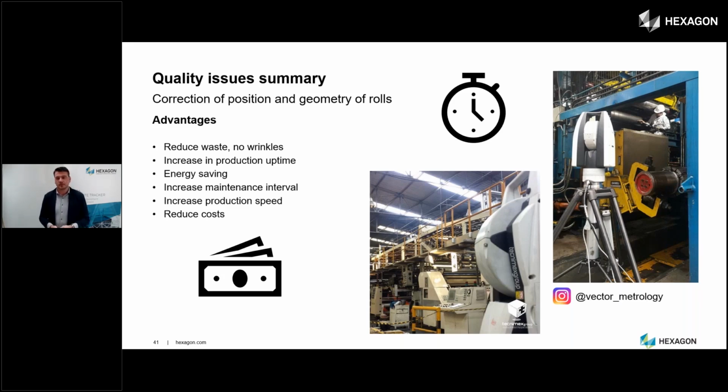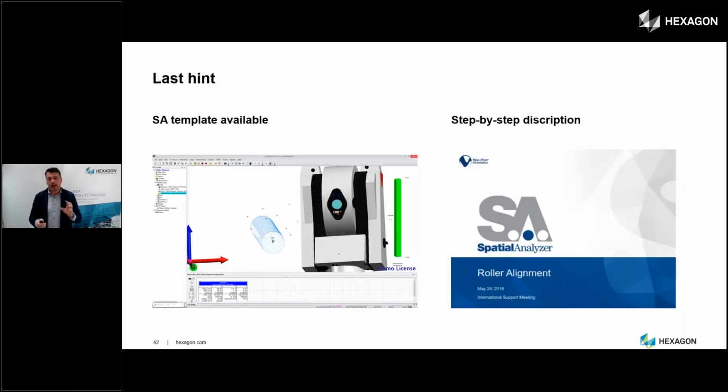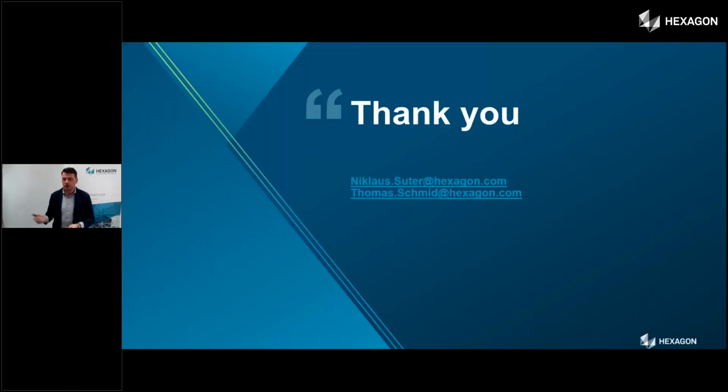and he reduces cost. I mentioned already the macro or the measurement plans from Spatial Analyzer. Feel free to also send me or Nick an email.